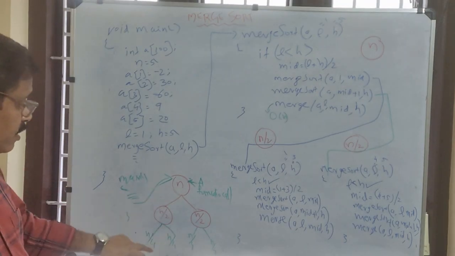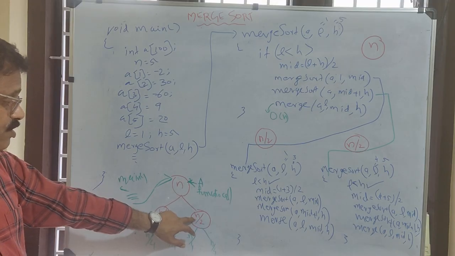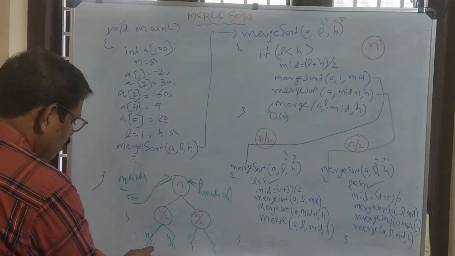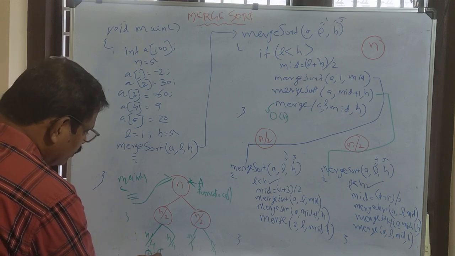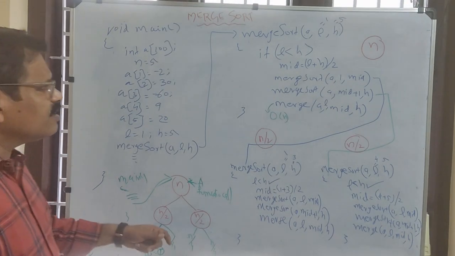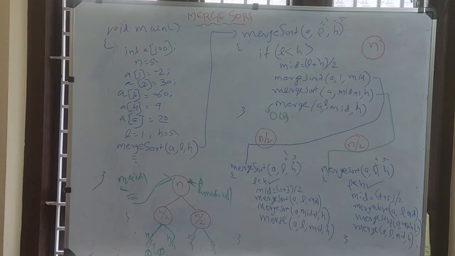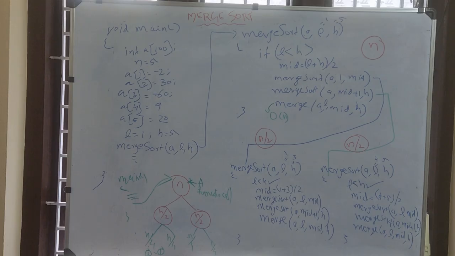Here the problem size is n. In this function call, the problem size is n by 2. In this function call, the problem size is n by 2. Finally it will reach a function call with one element. That is the end of this recursion. See, L equal to h. The end of this recursion is when L is equal to h. L equal to h means we have only one element to be processed. So no more division there.